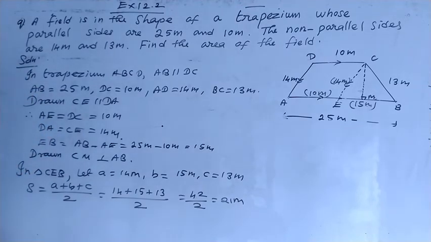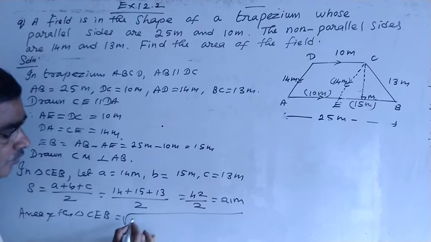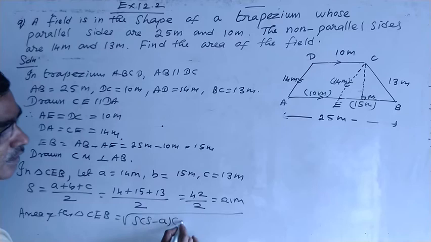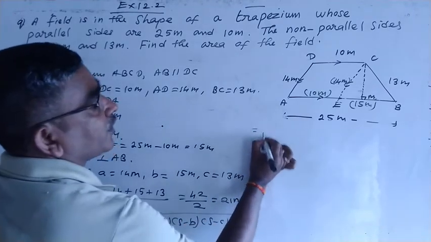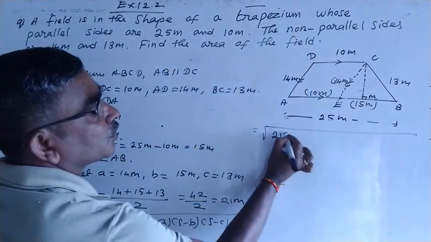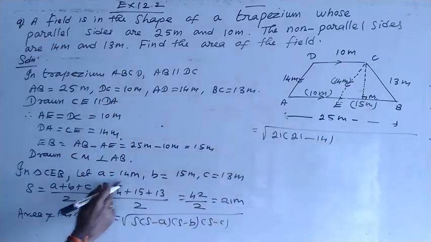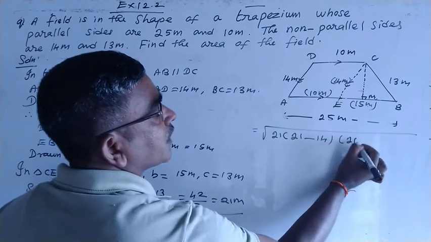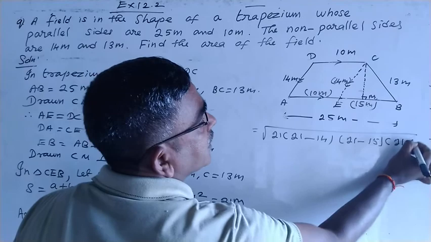We got the sides, so you can find the area of the triangle. This is triangle CEP, equal to root over S into S minus A into S minus B into S minus C. Okay, let's find out: root over S, 21, into 21 minus A. A is 14. And 21 minus B. B is 15. And 21 minus C. C is 13.